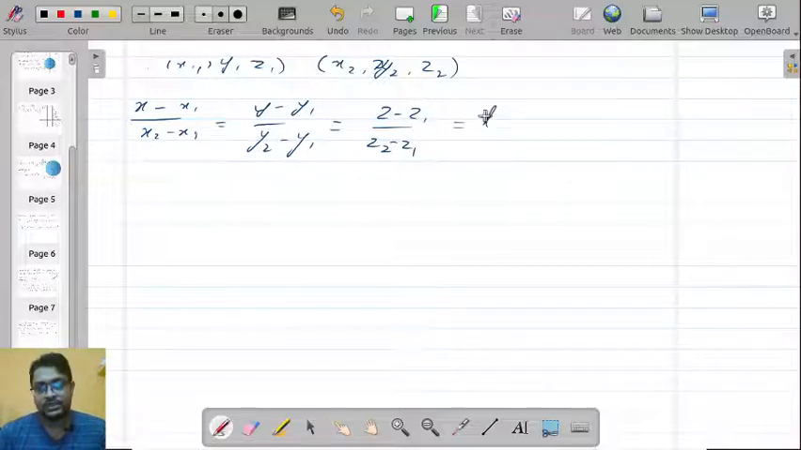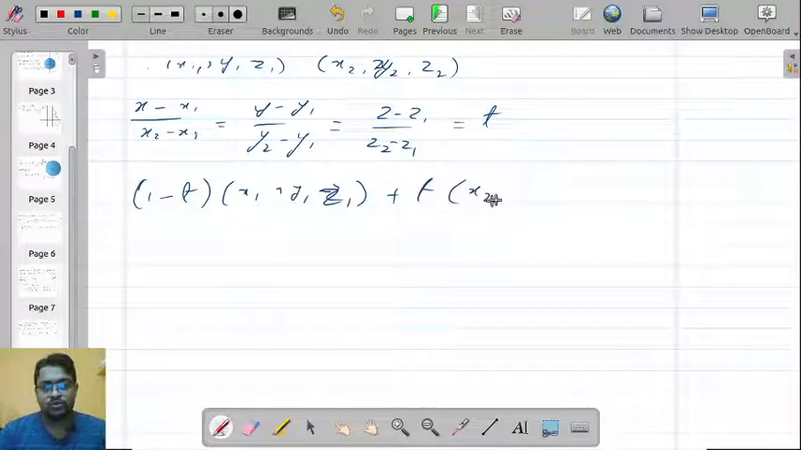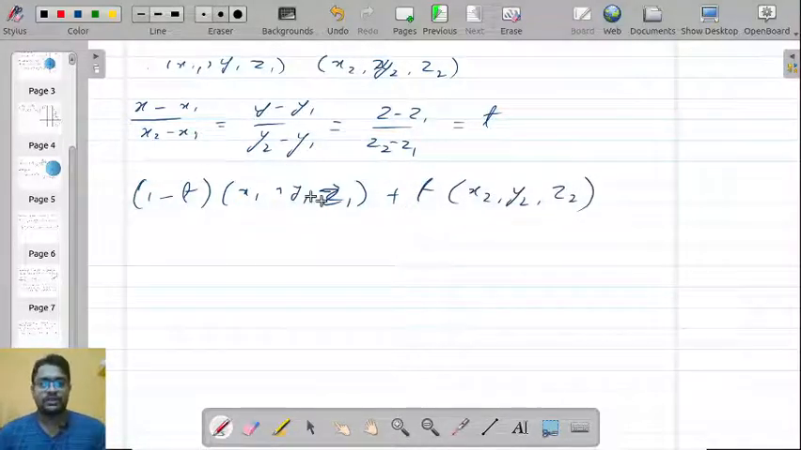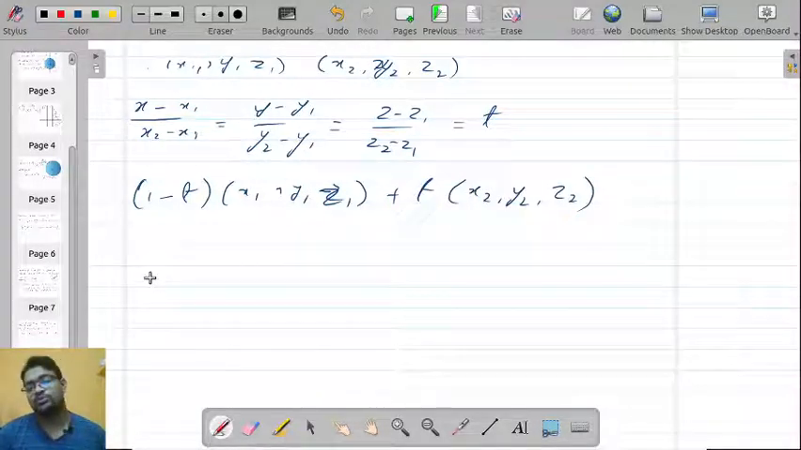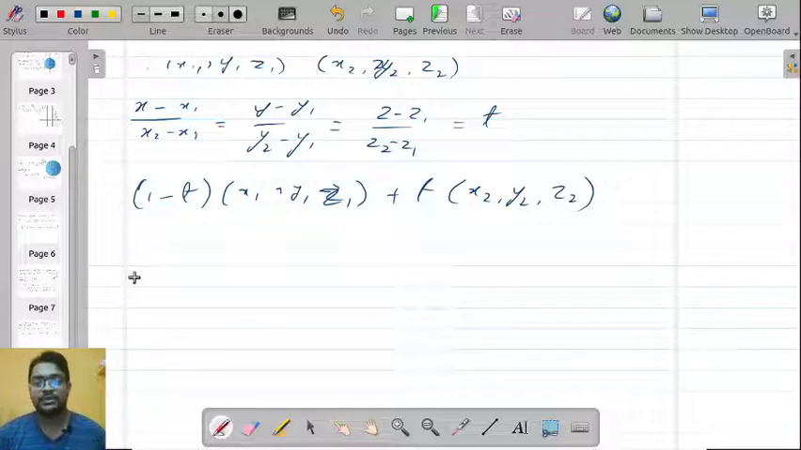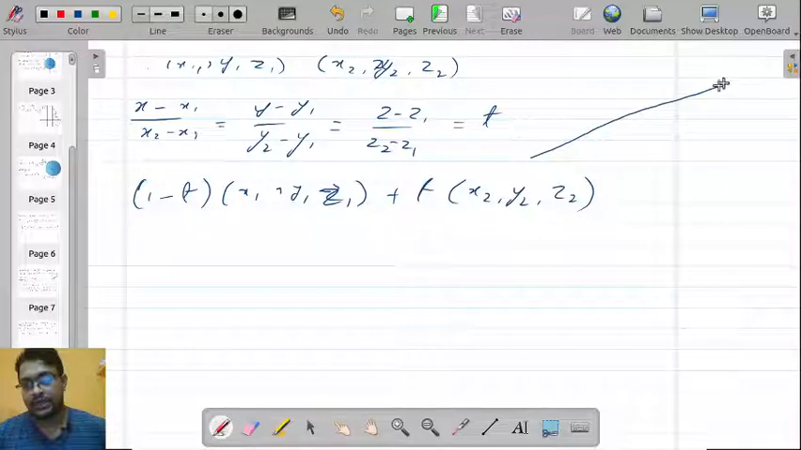If I write this as t, then any point on that straight line will also be like (1 minus t) into (x1, y1, z1) plus t into (x2, y2, z2). Any point on it can be written like this. Using this idea, we will try to generalize the concept of a straight line. Up to 3 dimensions we know how the straight line looks.